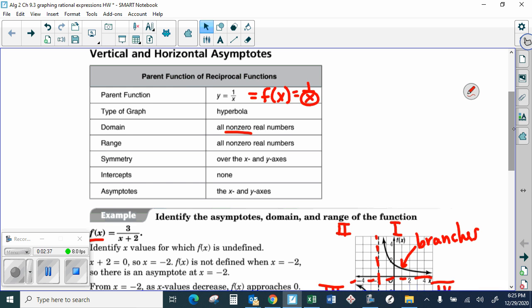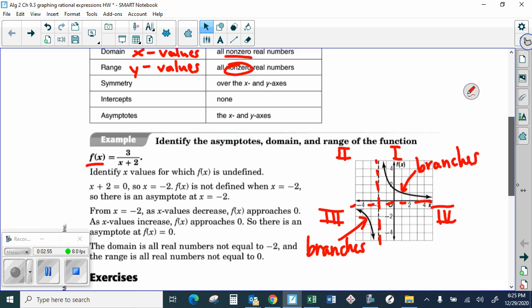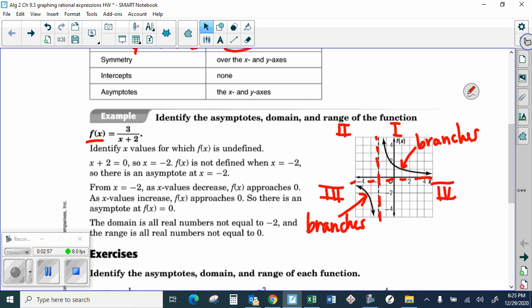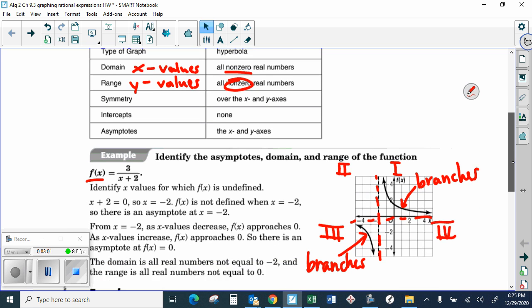Okay. The range, remember, so the domain is the x coordinates or x values that you can plug in. Range, you should already know, is your y values that are graphed. The range will be all non-zero real numbers. So again, you're not going to get a 0 on the y either on any of these unless there was a shift. But again, we're talking about the parent function up here.